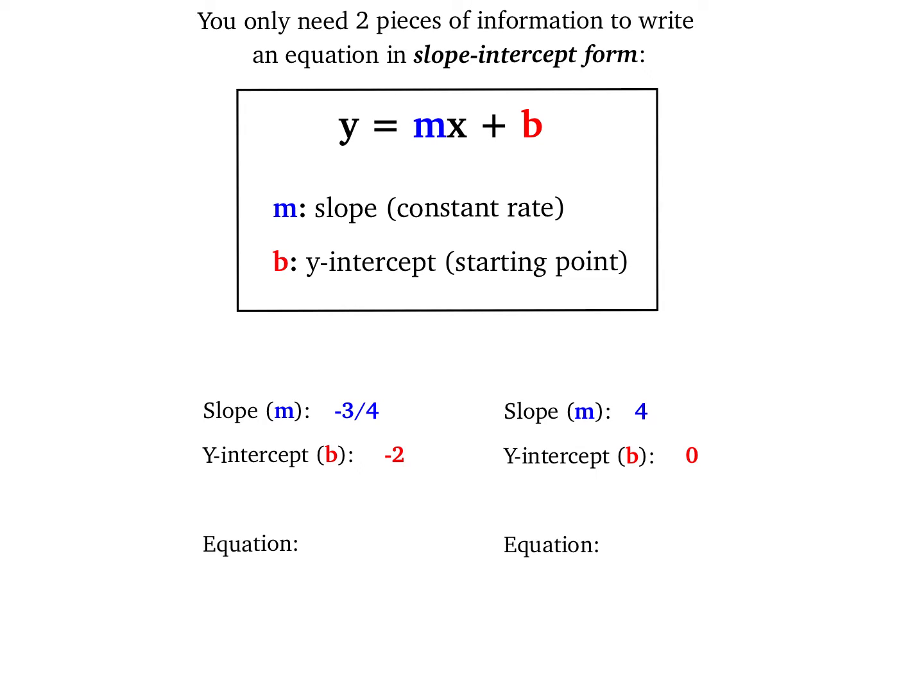In order to write a linear equation in slope-intercept form, you need to know two pieces of information: what the slope is, which is used as the coefficient of x, or the m value, and what the y-intercept would be, which is that constant of plus b.